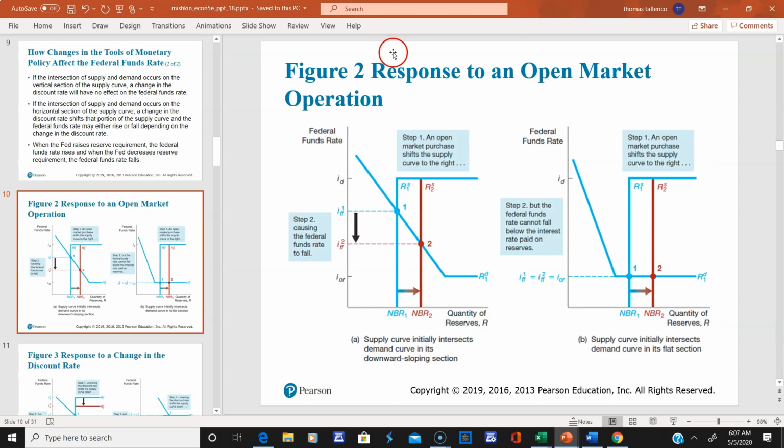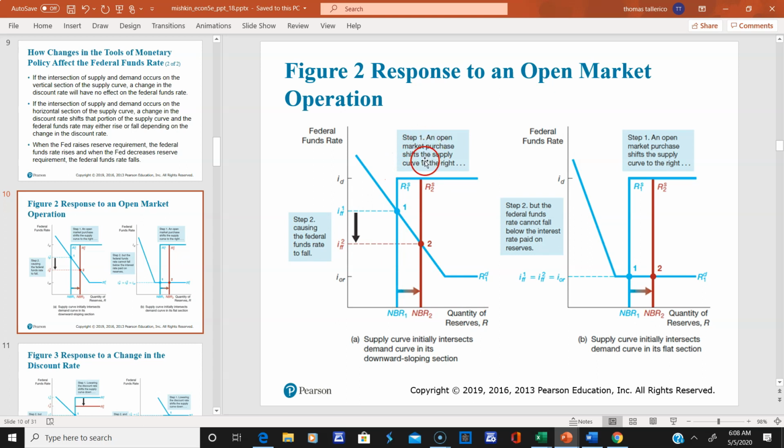So here's the way things look with regard to the response to an open market operation here. Okay, so here the supply curve intersects the demand curve, and it's a downward sloping section, right? versus the quantity of reserves.